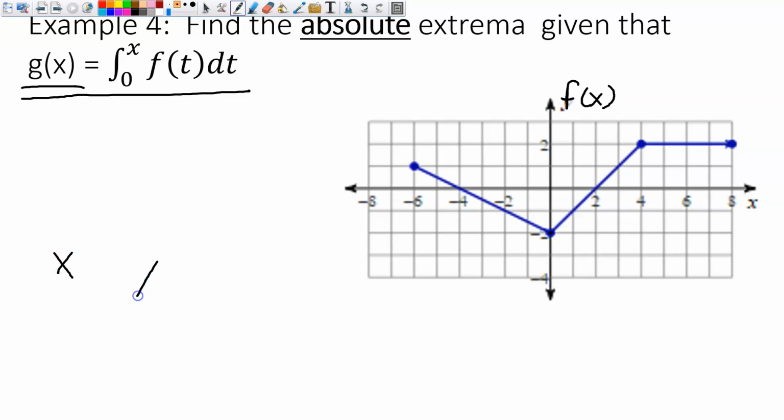Now with the candidates test, I'm not going to put y there. I'm going to put g of x just so we're clear about what we're talking about. With the candidates test, we want to include the endpoints. What are my endpoint x values there?